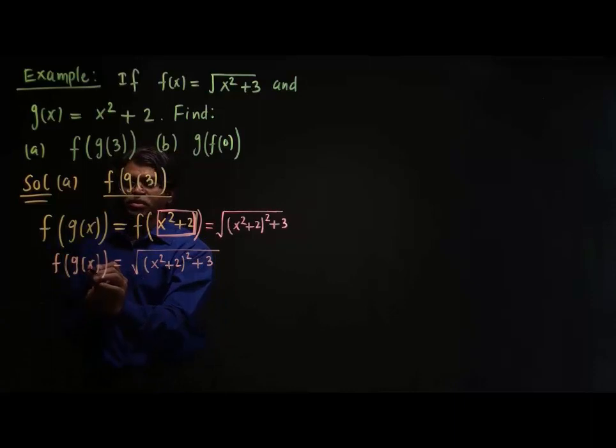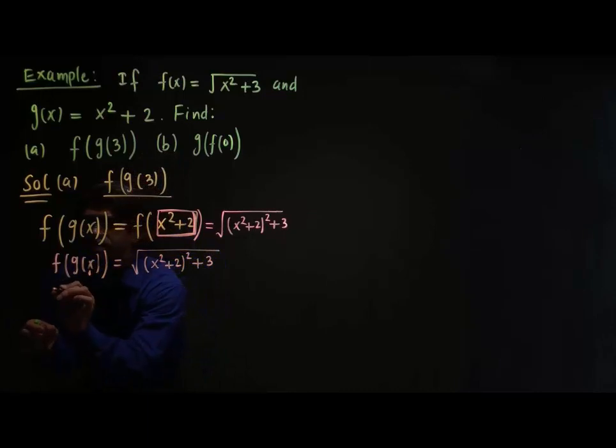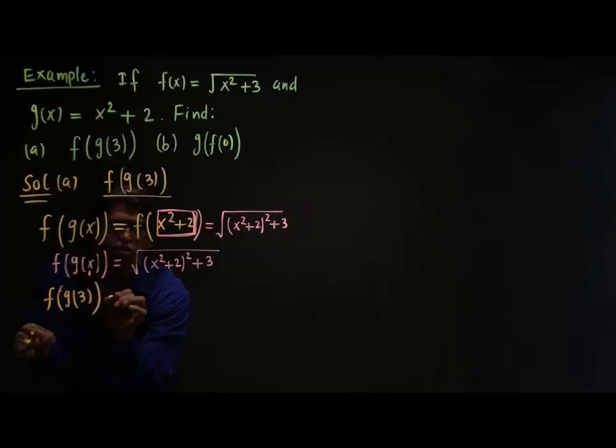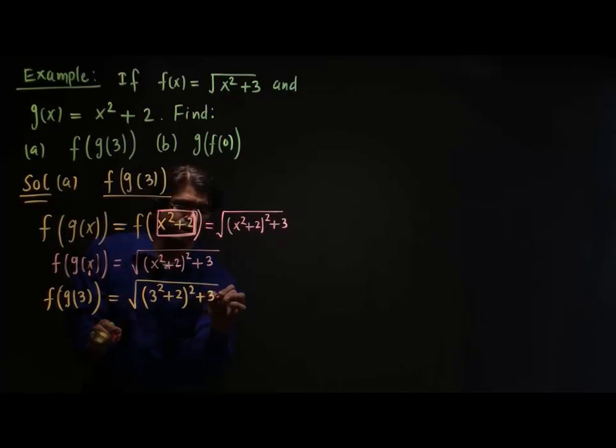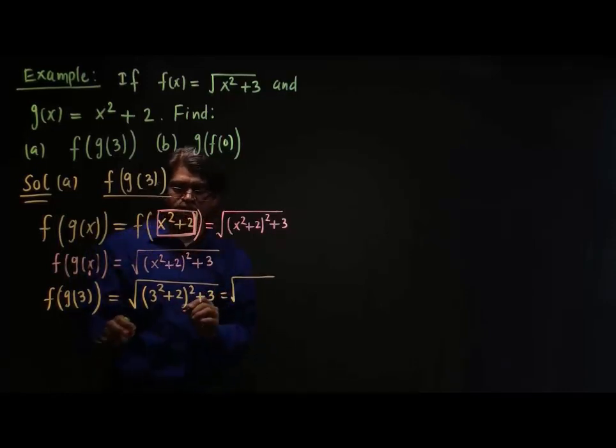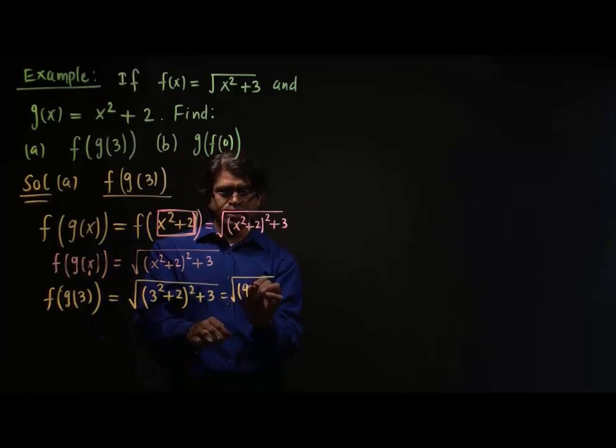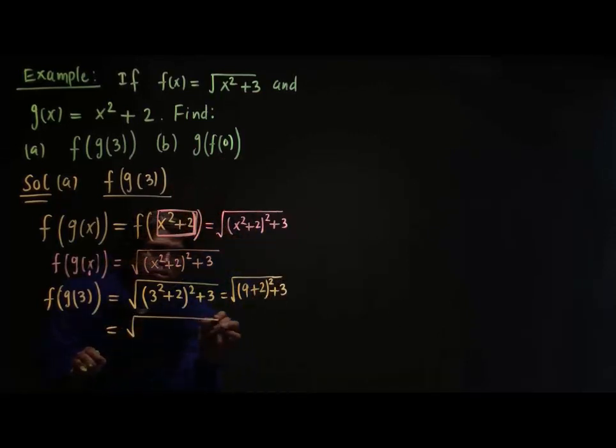Now I'm going to substitute this x by 3. So f of g of 3 is equal to the square root of, x is 3, so 3 squared plus 2, whole squared, plus 3. If I simplify, 3 squared is 9, plus 2, whole squared, plus 3. 9 plus 2 is 11, squared plus 3.